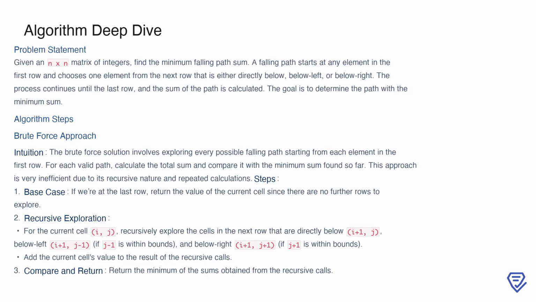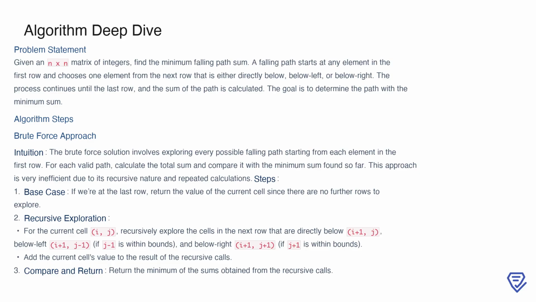The problem we're solving here involves finding the minimum falling path sum in an n x n matrix of integers. A falling path begins at any element in the first row and, for each subsequent row, moves to an element that is either directly below, below left, or below right. This process continues until the last row, and we calculate the sum of the chosen path. Our goal is to determine the falling path with the smallest possible sum.